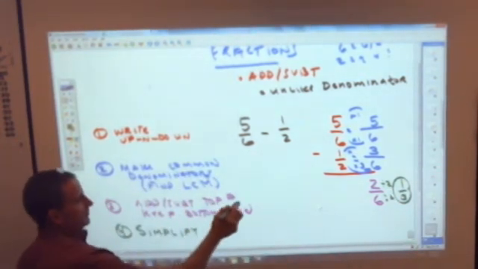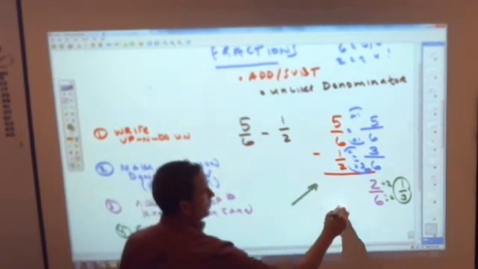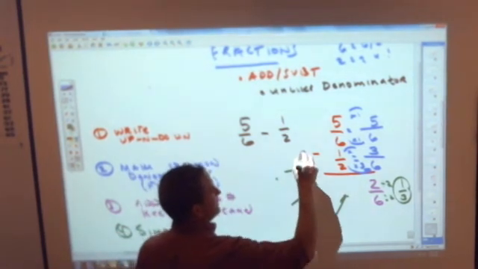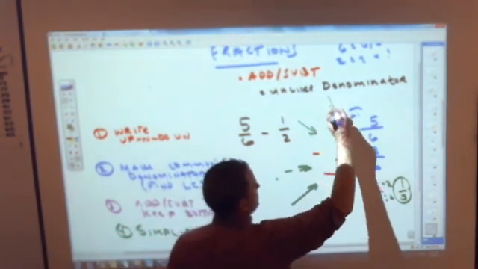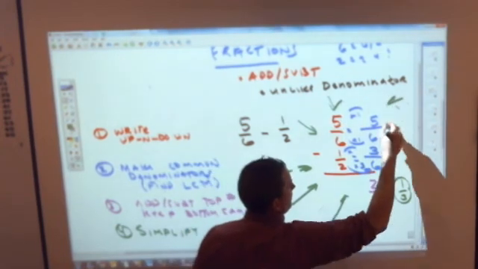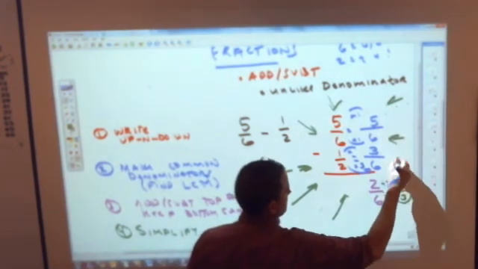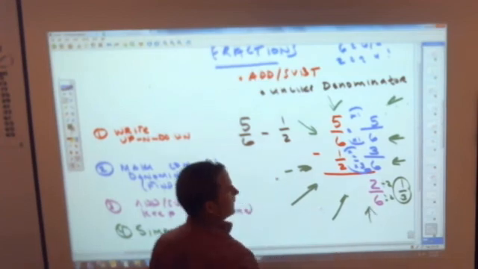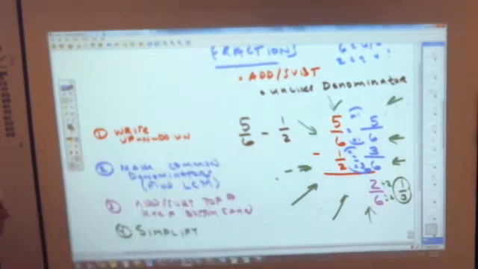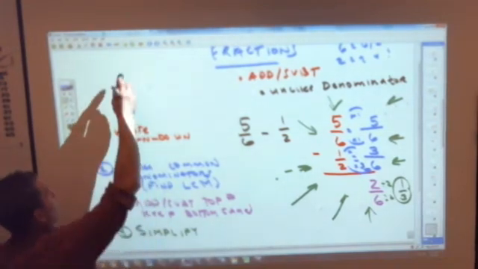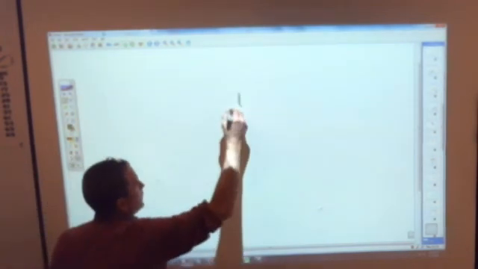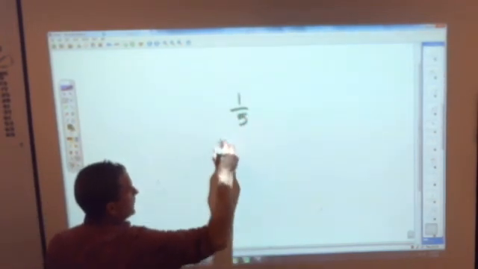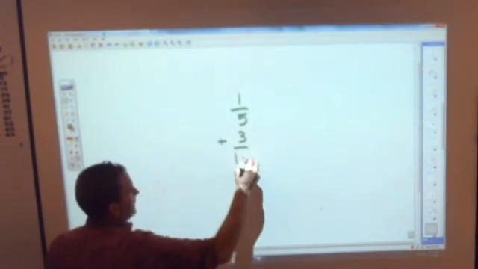So this, ladies and gentlemen, is the work that I need to see for adding and subtracting fractions. You should be very excited about that. Yay. Let's try another one. What if I gave you 1/5 plus 3/10? 1/5 plus 3/10.